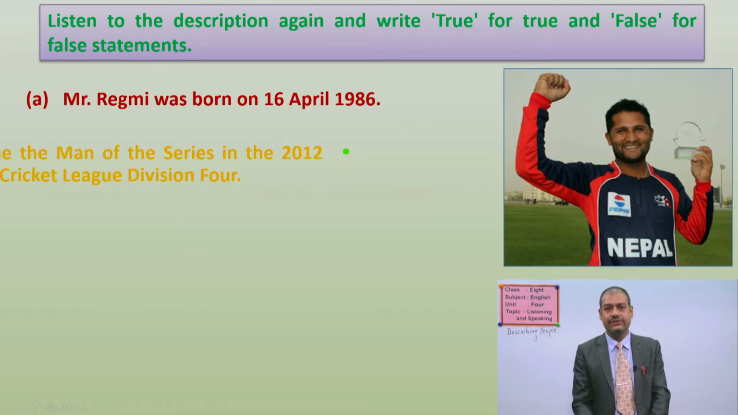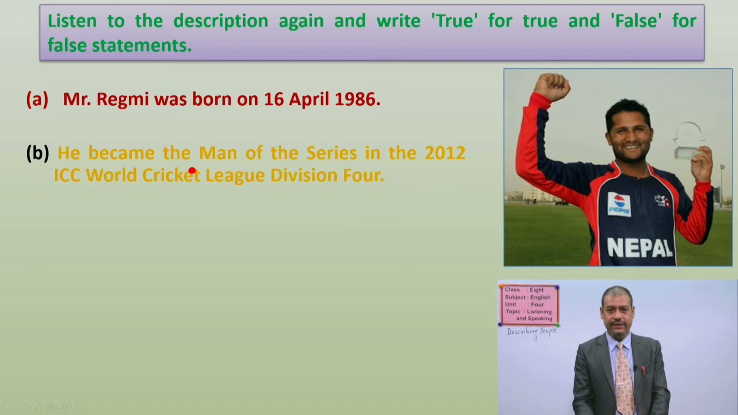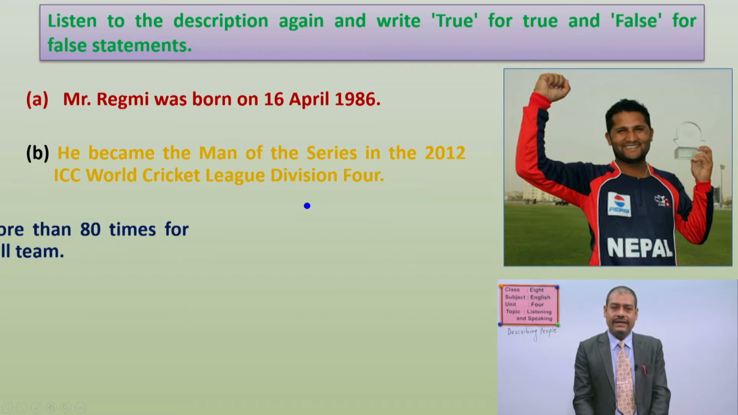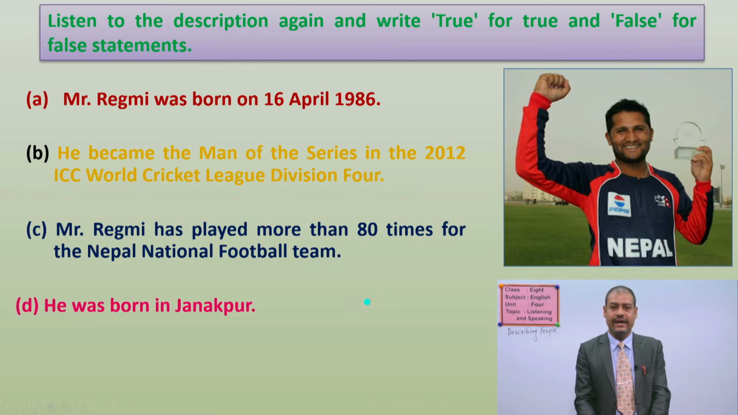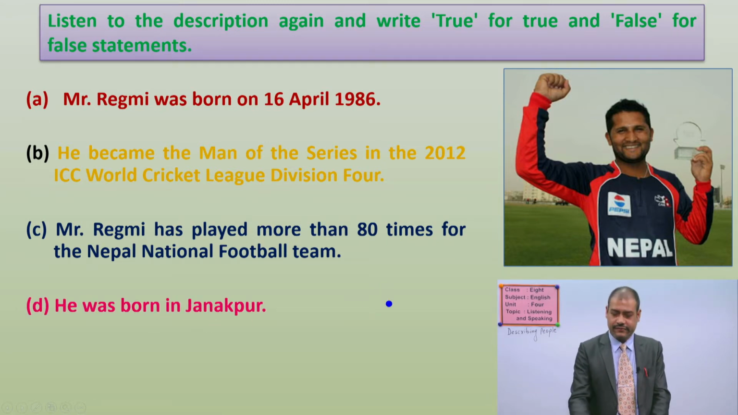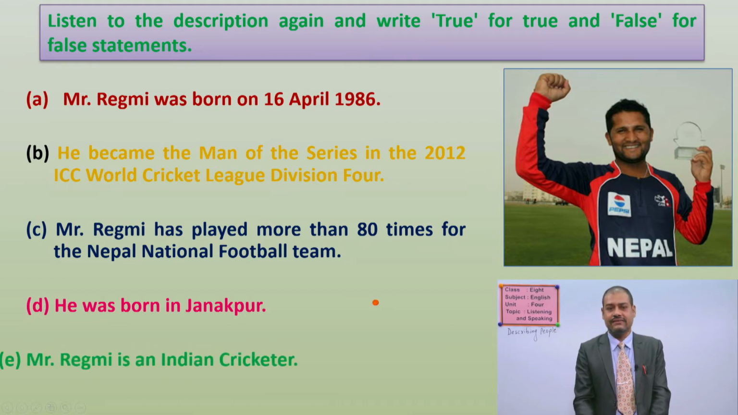Another statement you have: he became the man of the series in the 2012 ICC World Cricket League Division 4. Whether it's true or false, again you have to write down. Question number 3: Mr. Regmi has played more than 80 times for the Nepal national football team. Then question number 4 we have is, he was born in Janakpur. Whether true or false, you will write down.